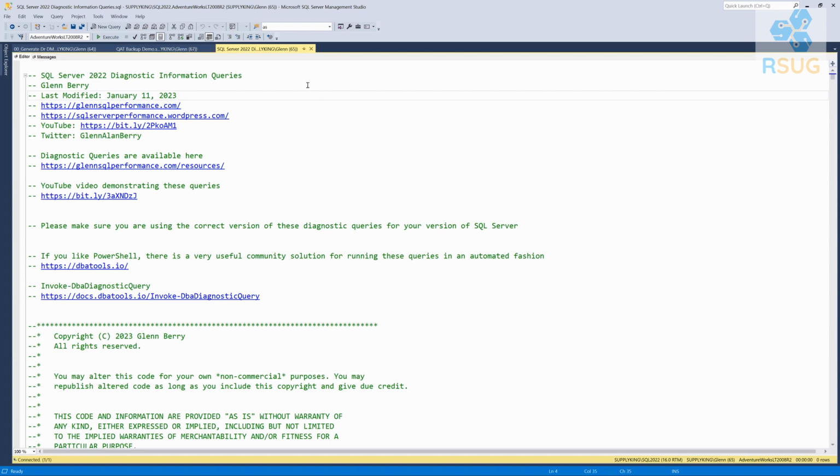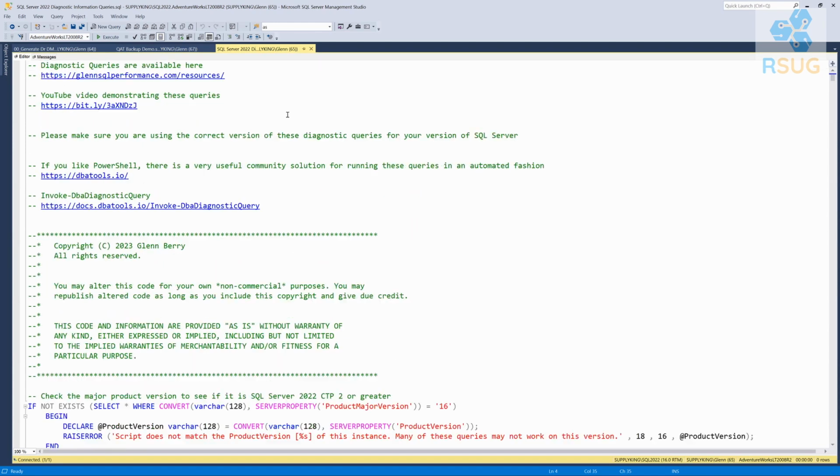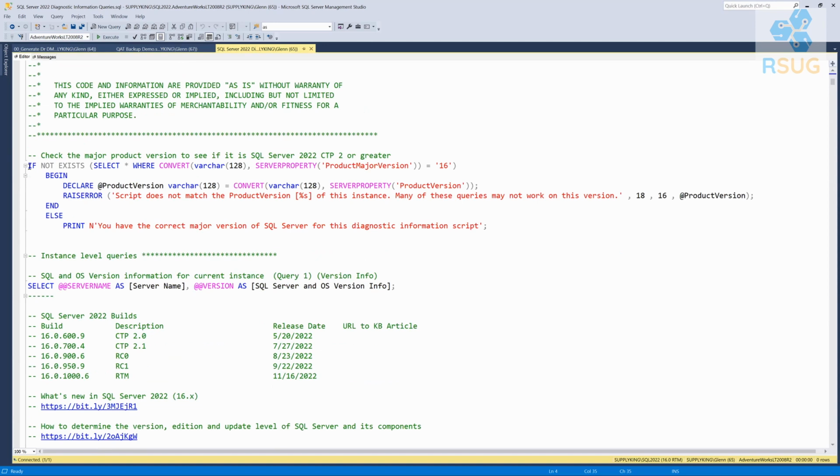All right, so I'm going to go ahead and get into the real DMV queries here. Here's what it looks like for SQL Server 2022. I'm going to run this against SQL Server 2022 on my instance. The way it's set up is that there's an initial query at the top that's just there to double check that you're actually on SQL Server 2022, because I get a lot of emails where people say it doesn't work. That's usually because they have the wrong version, and some of the queries won't work.